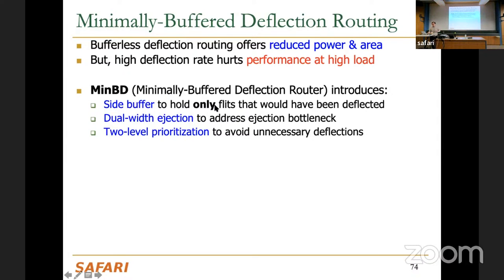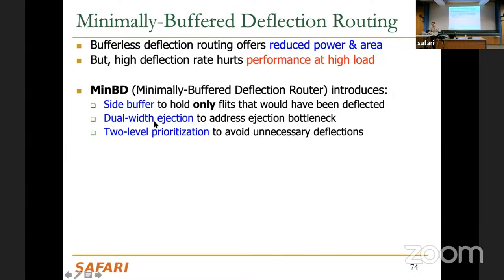This is called the minimally buffered deflection router. It introduces multiple things, which can be extended in different ways also. There's a side buffer that we add to hold only flits that would have been deflected. This is interesting now. As opposed to buffering every flit that comes into the router, you do the routing, and in the end, you decide some flits are going to be deflected. At that point, you take them into a buffer. So it's a different kind of buffering, and I would say it's off the critical path also.